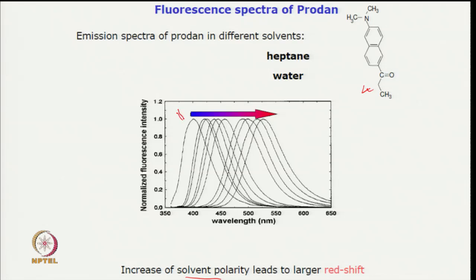Here you have a high percentage of heptane, and at this place you have a high water content, but all the solvents are mixtures of heptane and water. As you go from high heptane to high water, polarity increases, and once polarity increases, lambda max also increases, and that leads to redshift.